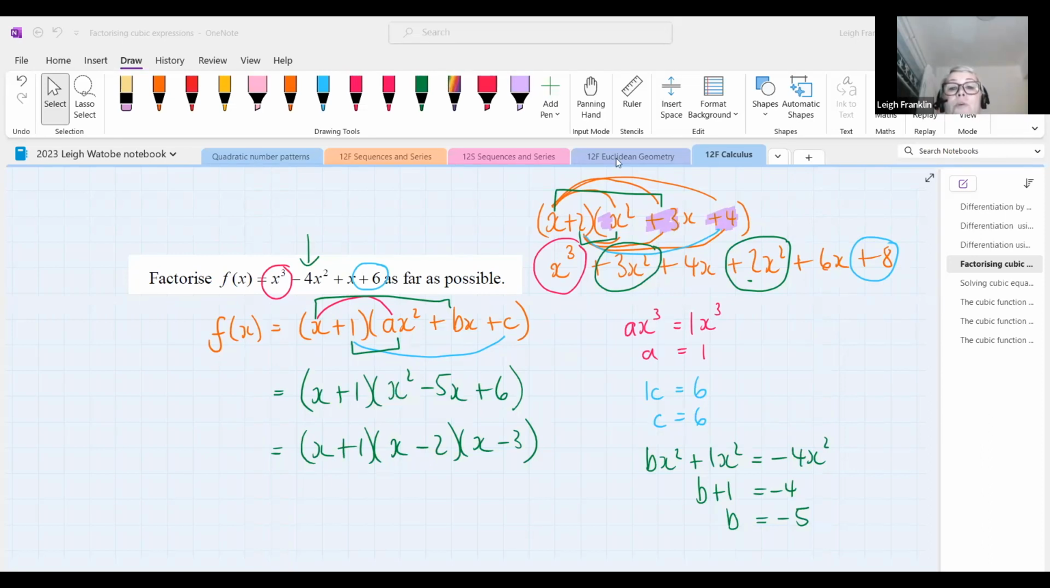Okay, Lebogang, do you want to ask a question? Oh, yes, ma'am. Can I just clarify something? So, ma'am, when it comes to the middle term, you see how we got negative 5x? So basically, if you say 1x times ax squared, you'll get the answer. And then do you say whatever added to ax squared will give you the middle term?